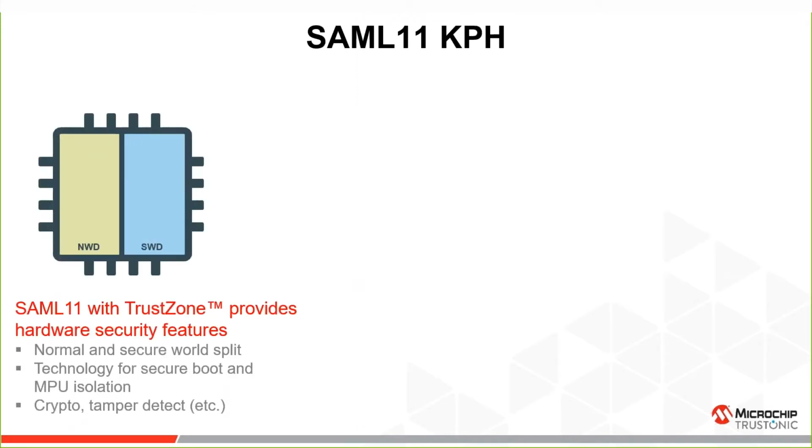First of all, you get a regular SAML11, which has TrustZone on it. That provides hardware security features. So TrustZone itself divides the chip into 2 and gives you a secure and a non-secure world, as we call them, to write your code. The idea being by putting some code into the secure world, it's isolated from the rest of your code and therefore makes it harder for an attacker to get to it. There's also low-level technology for doing things like secure boot.